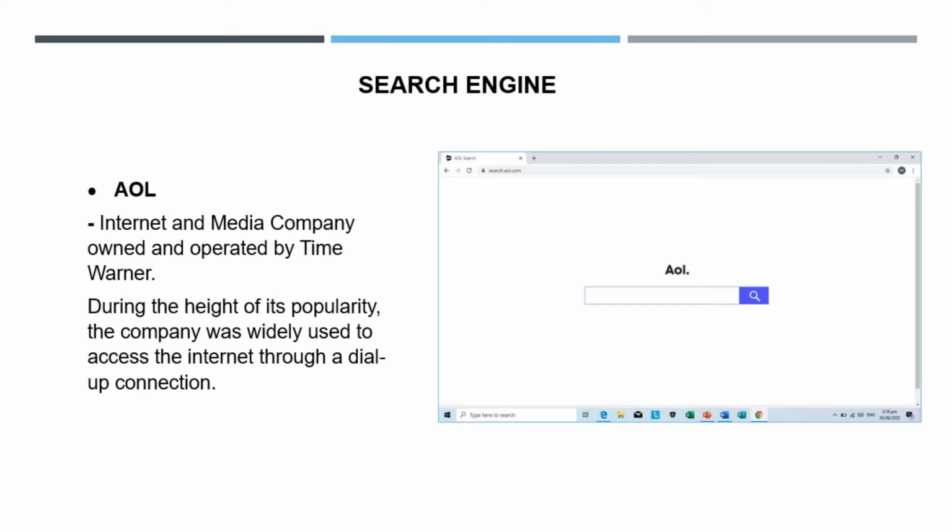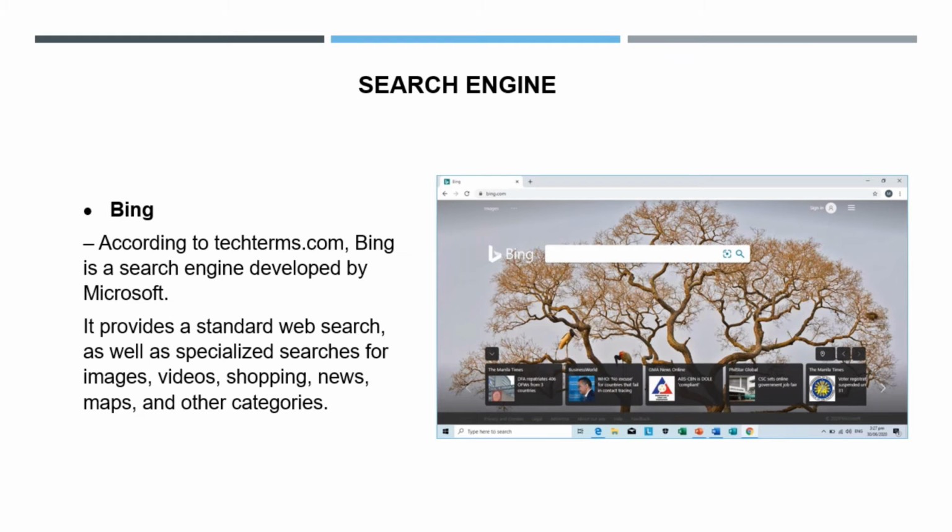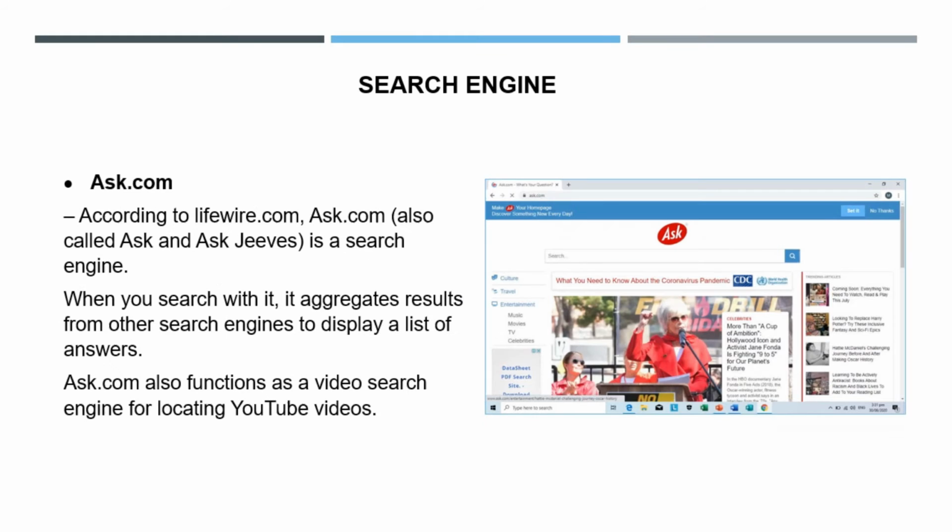AOL. It is an internet and media company owned and operated by Time Warner. During the height of its popularity, the company was widely used to access the internet through a dial-up connection. Bing. Bing is a search engine developed by Microsoft. It provides a standard web search as well as specialized searches for images, videos, shopping, news, maps, and other categories.